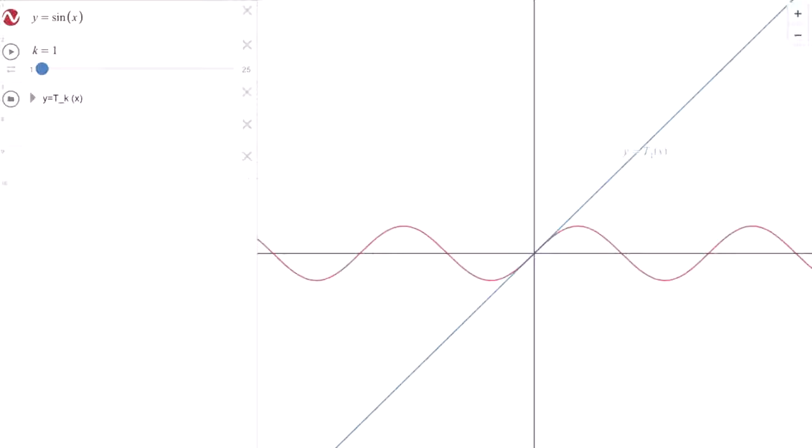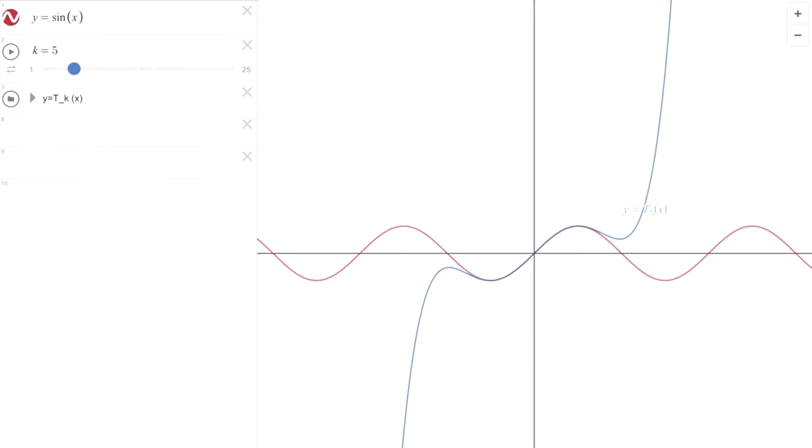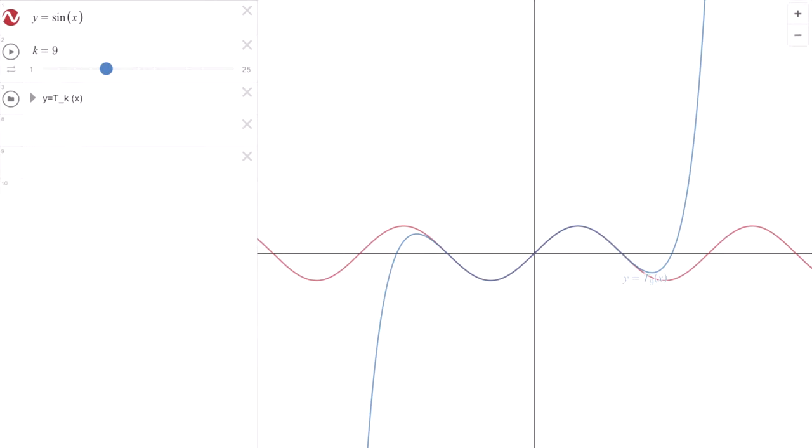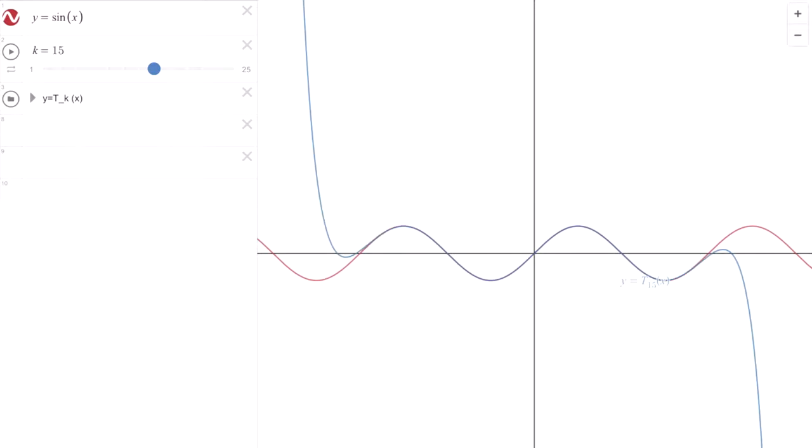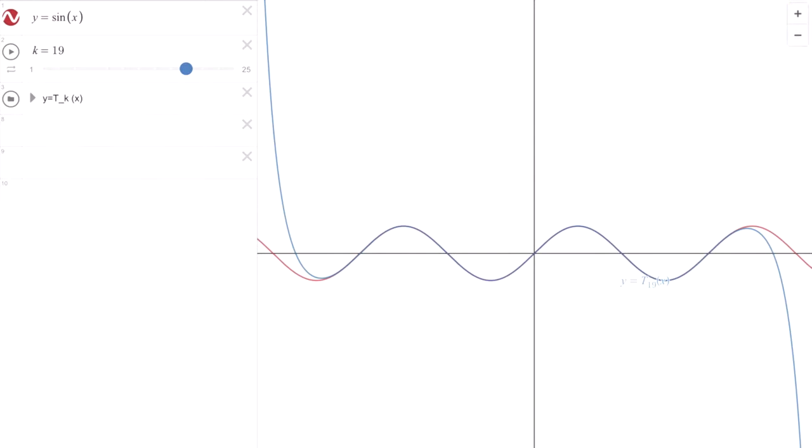Here we have y equal to sin x in red, and in blue we have y equal to x, which was our original approximation from our opening slide. As we increase the degree of our Taylor polynomial, we can start to see that our approximation becomes better and better.